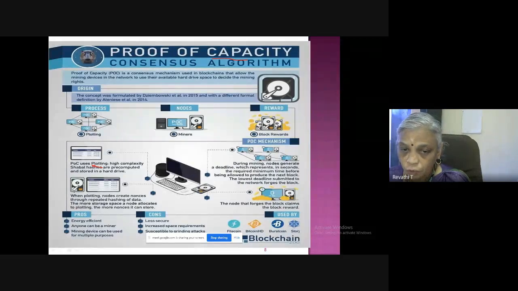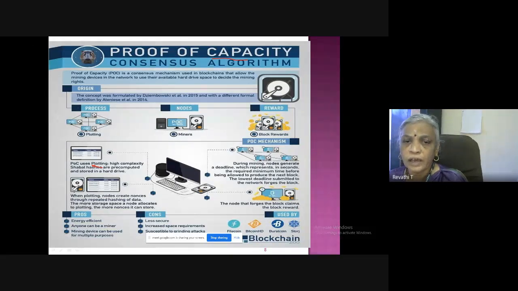So if a particular node has more hard disk space, it can store more nonces there and use them, right? So from that only it's using. Therefore, during this mining process, it will generate what's called a deadline. That's how much time he needs to complete that mining. So the minimum time to produce the next block will be indicated. Naturally, whoever indicates the lesser time, who has the lowest deadline, will get the block, right? So here also the node which is forging, creating that particular block, will get the block reward, right?